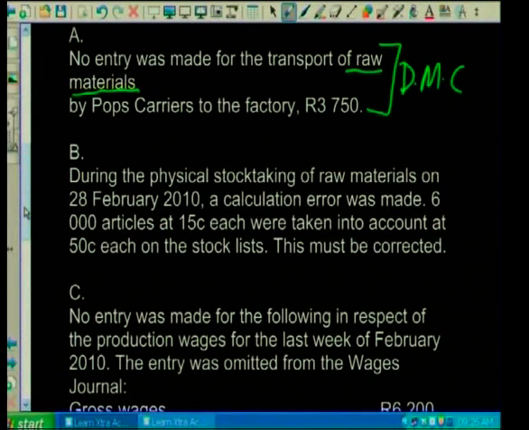Information B, during the physical stock taking of raw materials on the 28th of Feb 2010, so this is at the end of the year, a calculation error was made. 6,000 articles at 15 cents each were taken into account at 50 cents each on the stock list. This must be corrected. And all I'm doing, guys, is a calculation error has been made for raw materials. So again, not going to really read the entire adjustment, but just make a little note. It's going to affect my direct material cost.